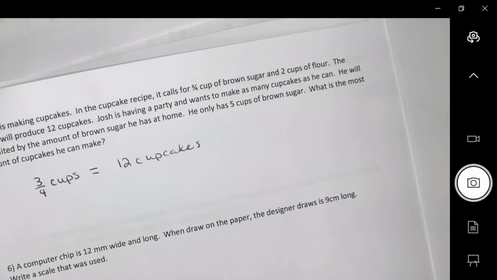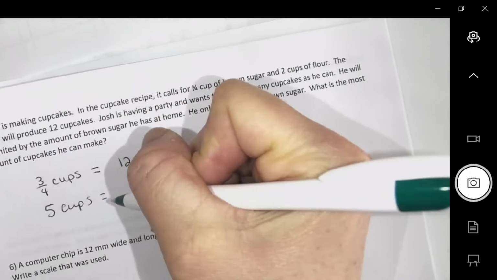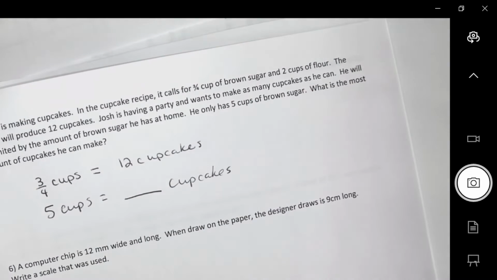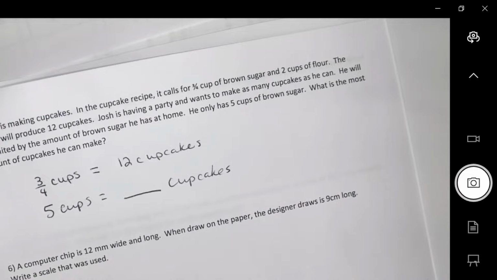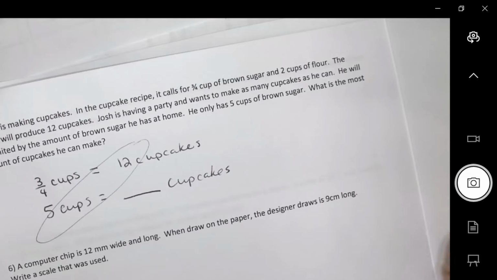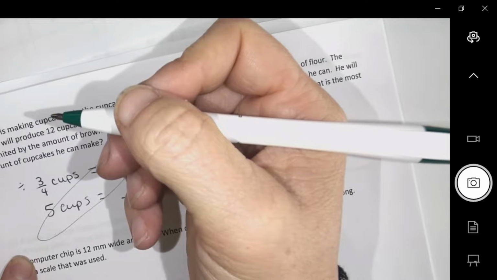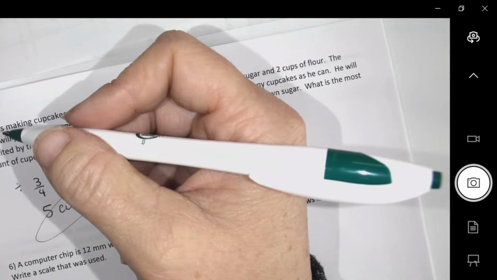3/4 of a cup makes the 12 cupcakes. So if we were to have 5 cups, how many cupcakes? Okay, we all know 3/4, how to type that in, or you can just do it with 0.75. Do you see what you're timesing and dividing here? This would be your times. And then you're dividing. If you do the fraction, just make sure you put 3 in brackets divided by 4 in brackets.